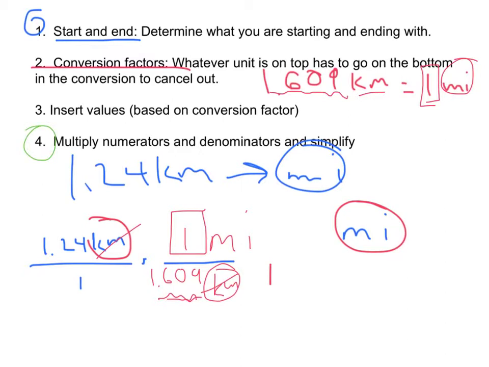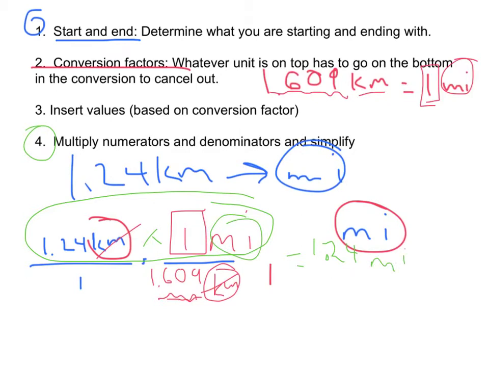The final step is to multiply the numerators and the denominators. The way to do that is first multiply your numerators. 1.24 times 1 equals 1.24. And don't forget your units, miles. Now you have to repeat the steps for the denominator, or 1 times 1.609 equals 1.609.